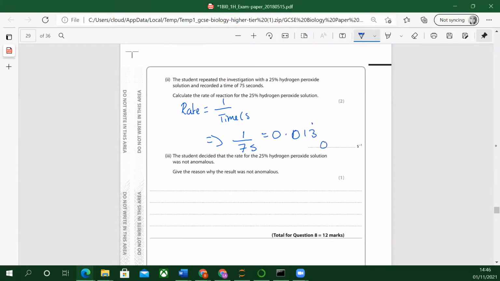recurring. Depends how accurate. That was fine. Okay, so we didn't go more accurate in these. So that's okay. 0.013 per second. Just a bit of maths.